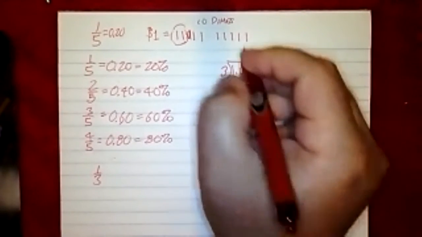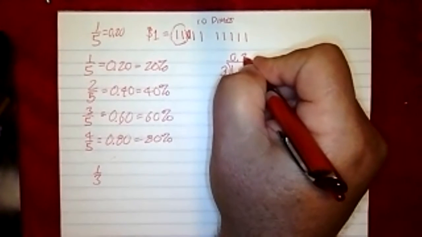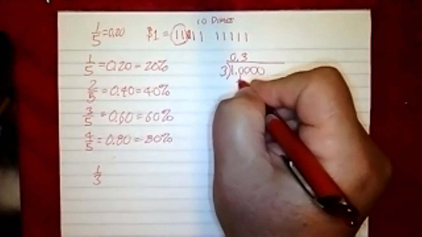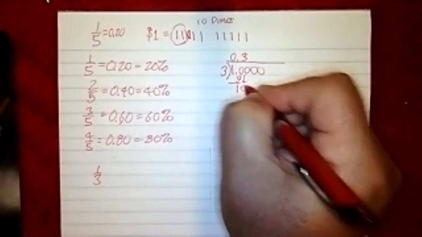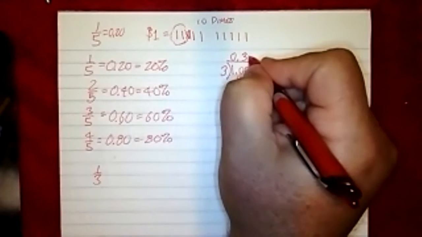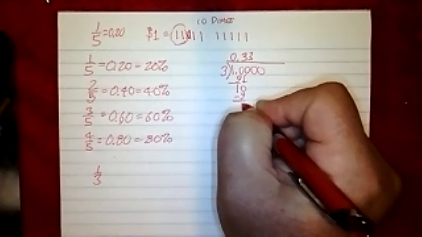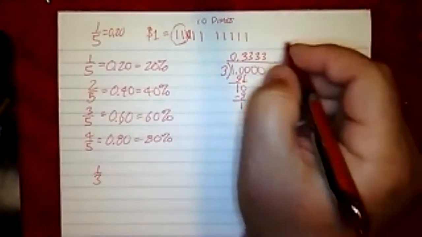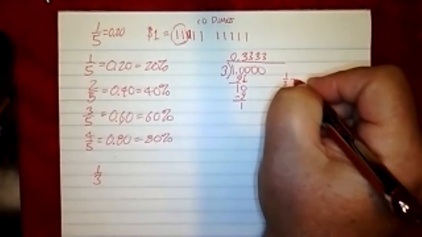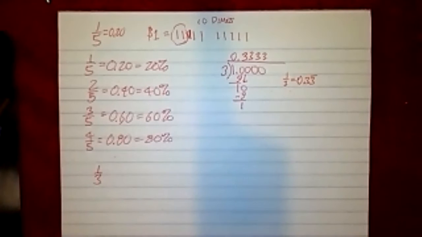So 3 does not go into 1, so I'll put a 0 up top there. But 3 does go into the 10. It goes into there 3 times. 3 times 3 is 9. 10 minus 9 is 1. Bring down the 0, I get 10. 3 goes into 10 3 times. 3 times 3 is 9. I subtract 9, I get 1 left over. I think you can see where we're going. We're going 3, 3, 3. So in fact, 1/3 is equal to 0.33 going on forever.